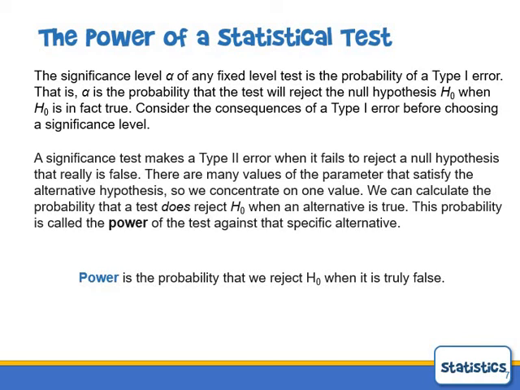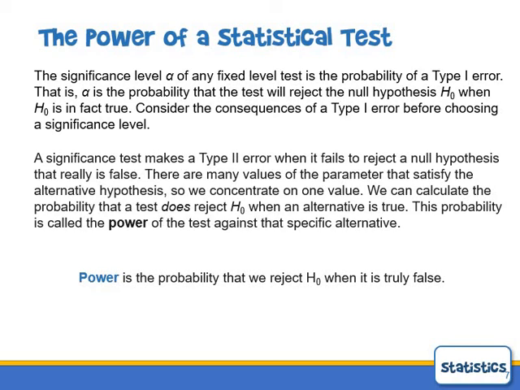Okay? Type 2 is more complicated to think about the probability because if you're wrong, then the null hypothesis is not true, and mu could be equal to anything, okay? Or whatever parameter you're looking at. So you would get different probabilities depending on what's actually true, and we can only compute the probability of a type 2 error in specific cases.